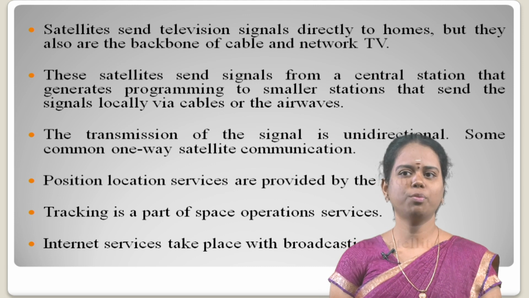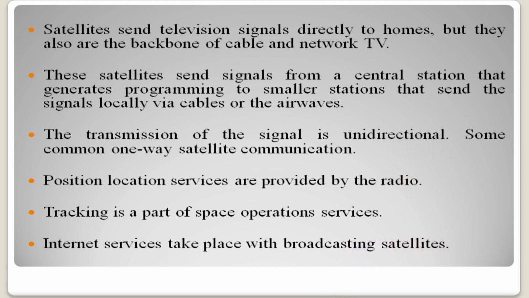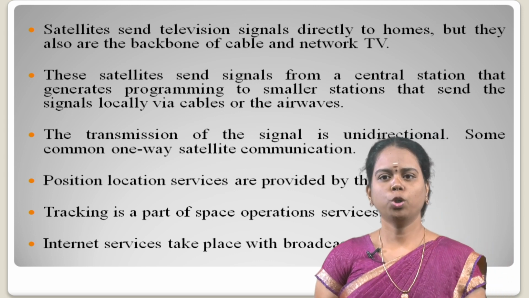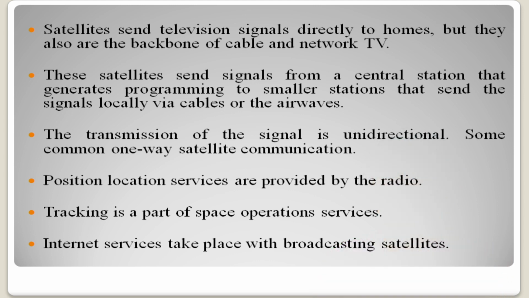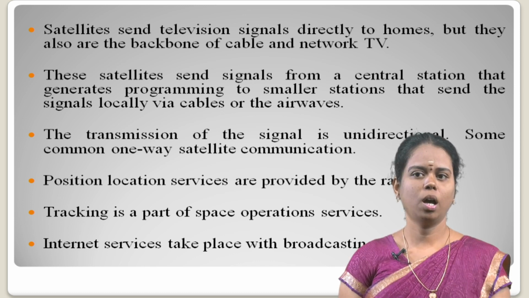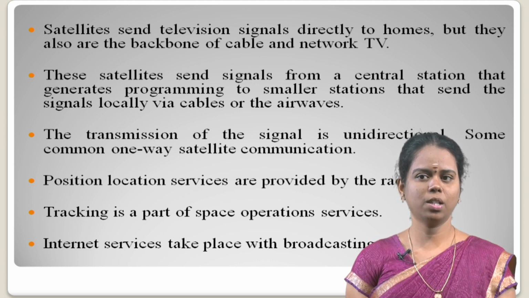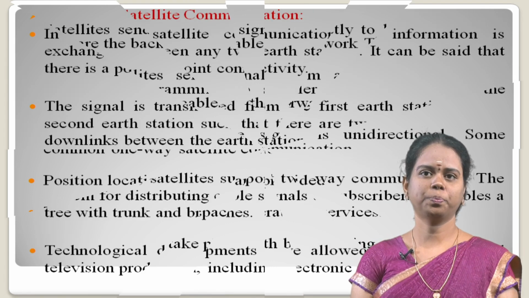The transmission of the signal is unidirectional. Some common one-way satellite communication: position location services are provided by radio, and tracking is a part of the space operation services, and international services take place with the broadcasting station.